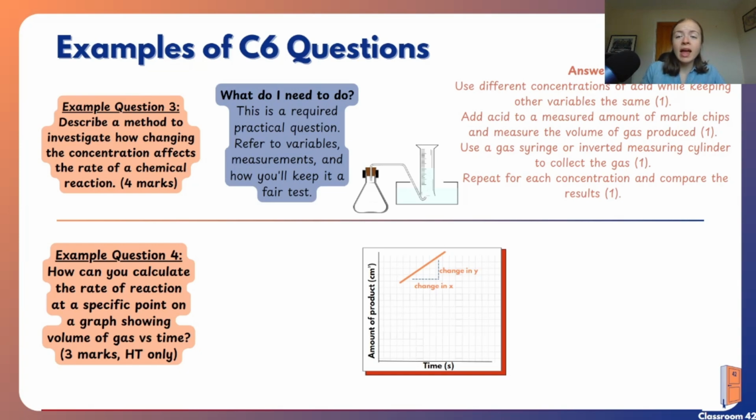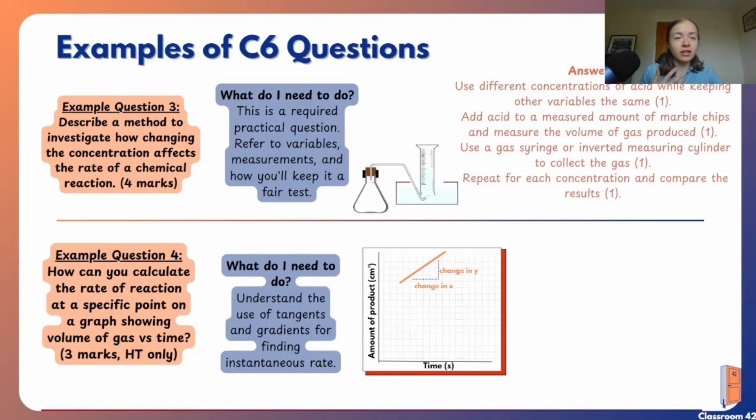So question 4: how can you calculate the rate of reaction at a specific point on a graph showing volume of gas over time? So for this question, we need to understand the use of tangents and gradients to find a result at a specific time. And I just want to give you an example here. So we're talking about using the gradient, so the change in y divided by the change in x, which is equivalent to determining a rate between the volume produced in a given time.